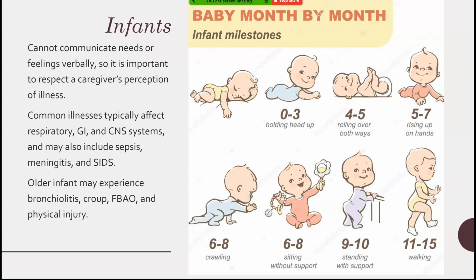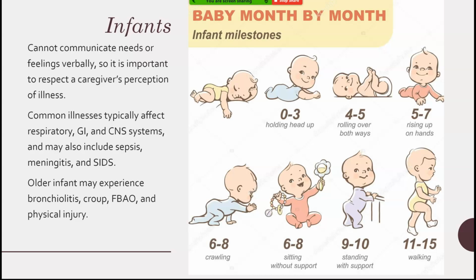Older infants, right? Bronchiolitis, croup, epiglottitis. These are all concerns. Physical injury is an issue, right? Especially when they start getting to that standing with support and walking age, when they start trying to move around the house and maybe they lose their balance because they still have a big old pumpkin head.